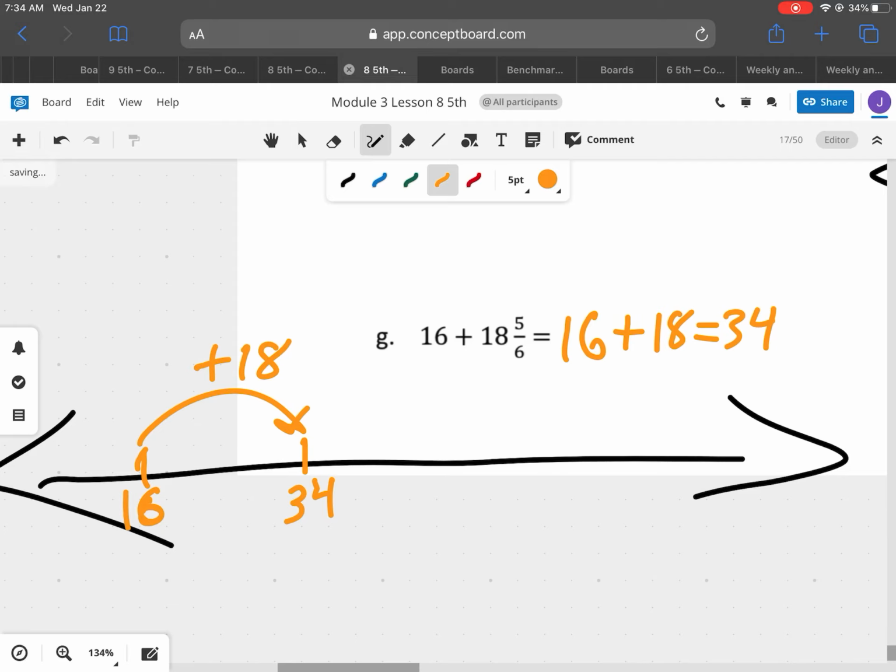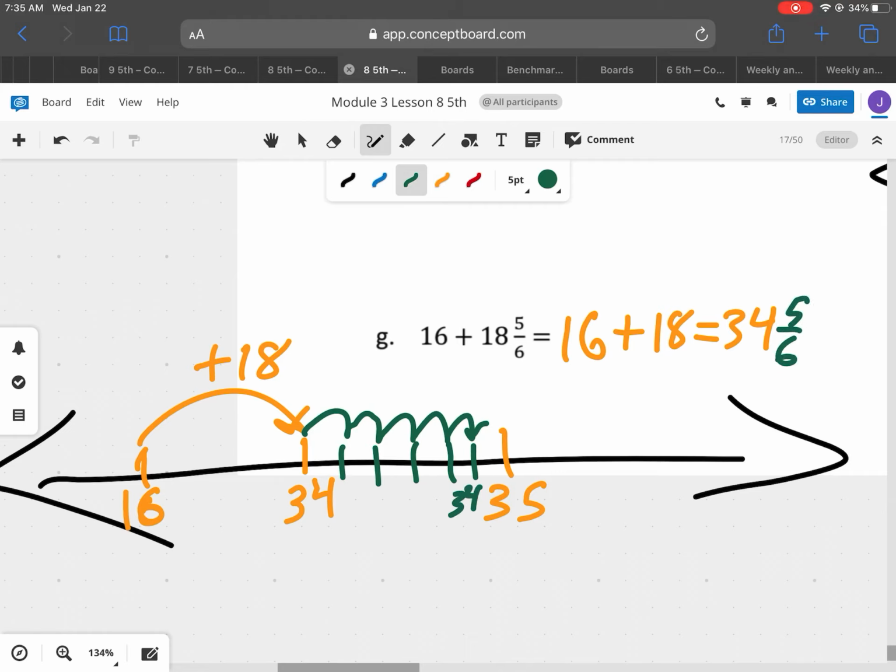and we're going to say that's plus 18. And then we're going to do 35 here, and we're going to break this into 6s. There's my thirds. Half of thirds are 6s. So I'm going to go 1, 2, 3, 4, 5. So now I have the 5/6. So my answer is 34 and 5/6. Let me do that a little neater. All right, 34 and 5/6.